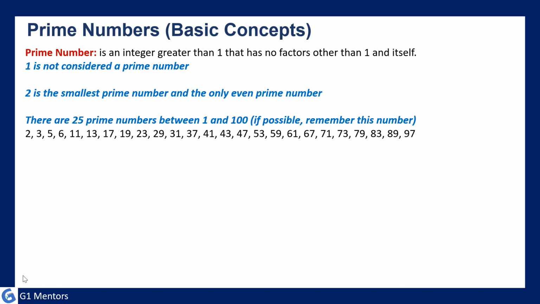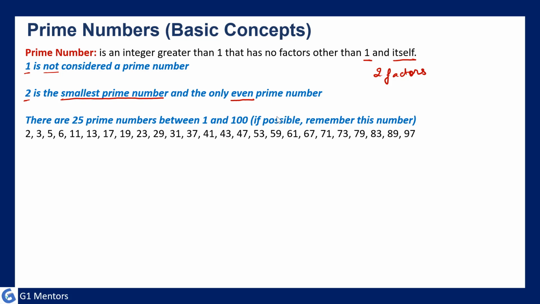A prime number is an integer greater than 1 that has no factors other than 1 and the number itself. So a prime number has only two factors, that is 1 and the number itself. 1 is not considered a prime number, and 2 is the smallest prime number, and it is the only even prime number.